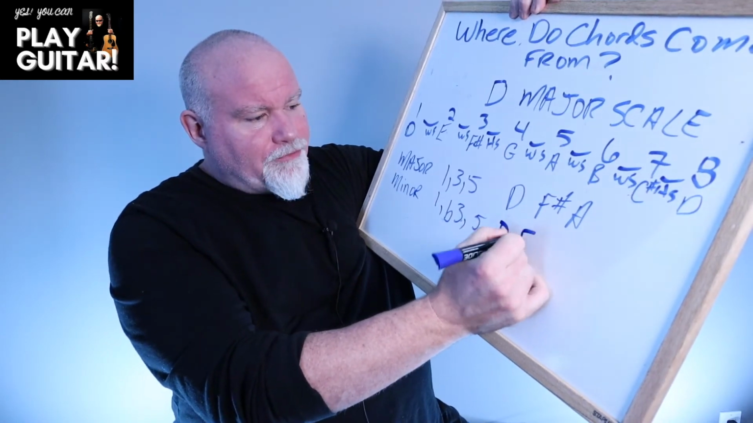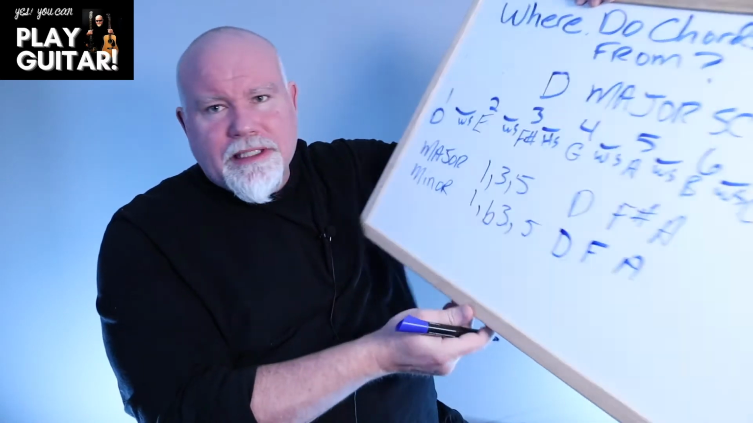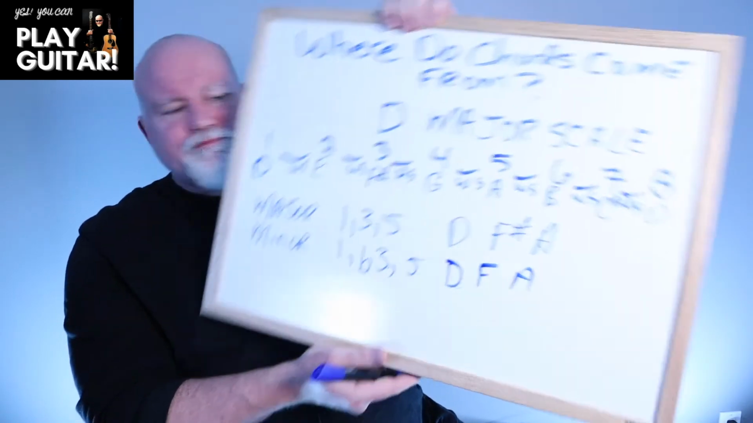D, F, and A. So let's do an analysis here of playing a D major chord. Okay, so the D major chord, your second finger is fretting the second fret on the high E string. That's where your F sharp is, right?